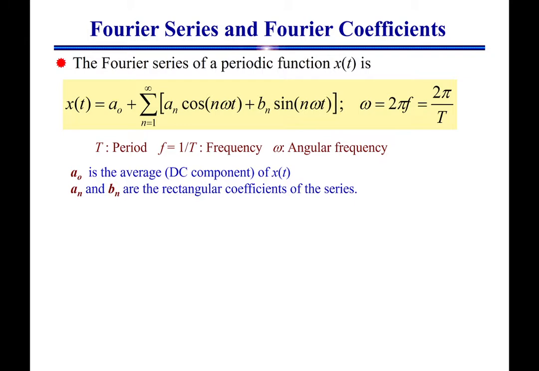The Fourier series of a periodic function can be written as A0, where A0 is the DC component, plus a summation of An cosine n omega t plus Bn sine n omega t. So this is how we can write any waveform as a Fourier series.